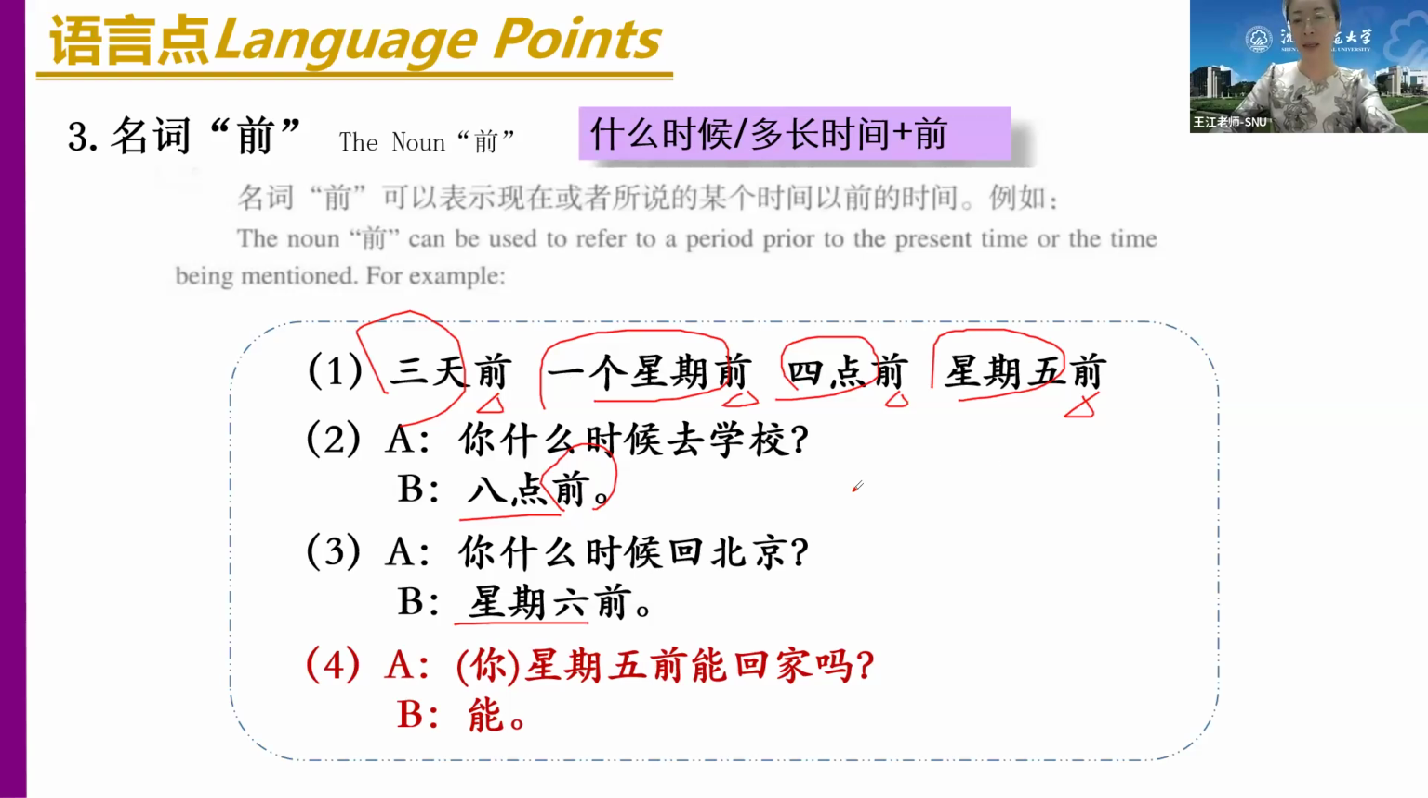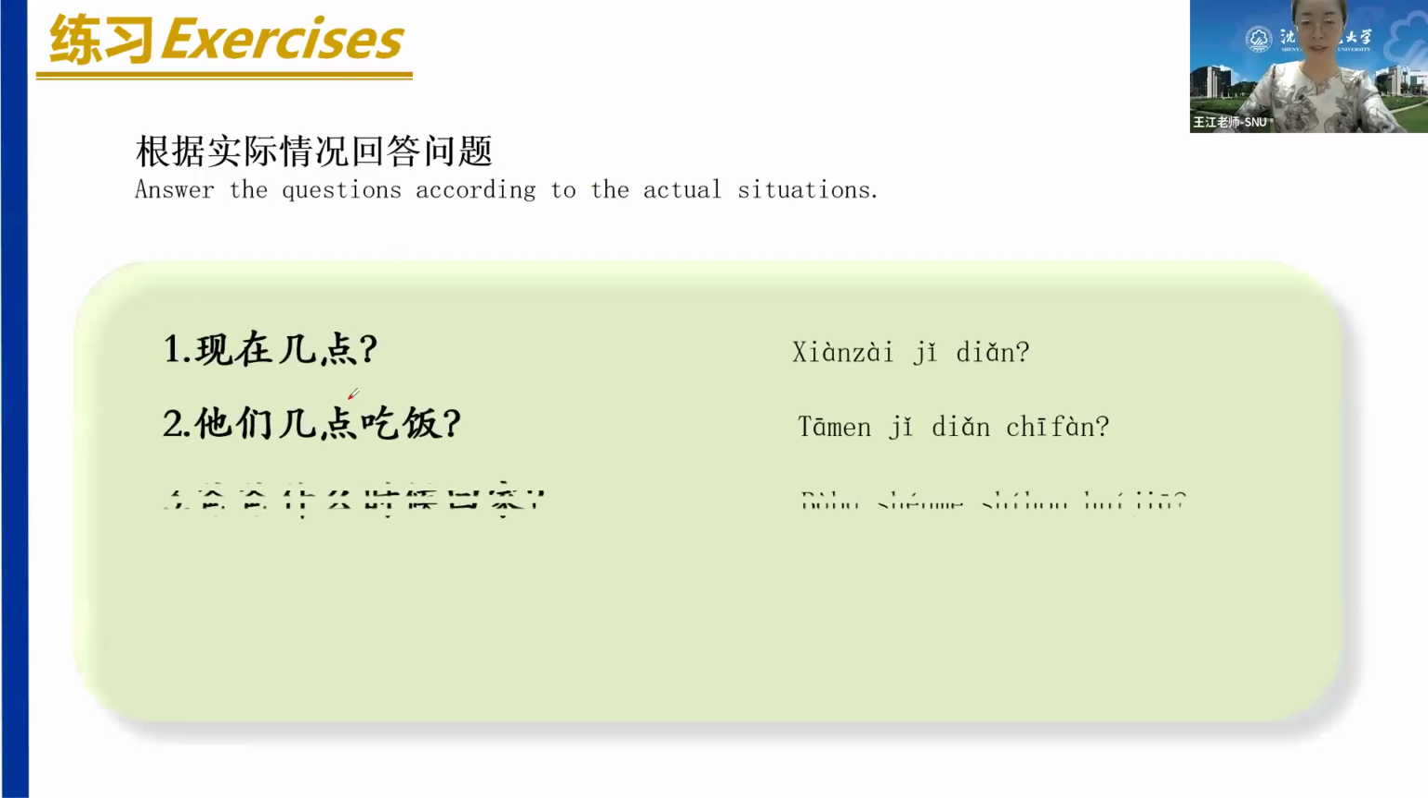It means that time ago, and the time could be a period of time. And if it was put before a time, it means before that time, okay? Before that time. So that's the grammar we have learned in lesson 11.